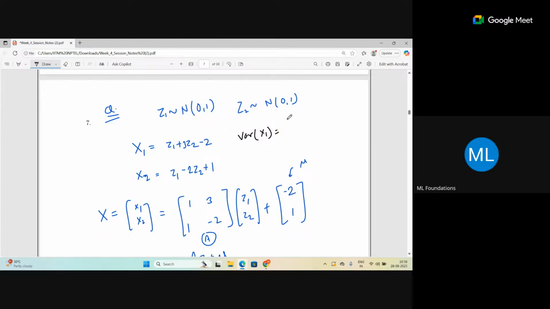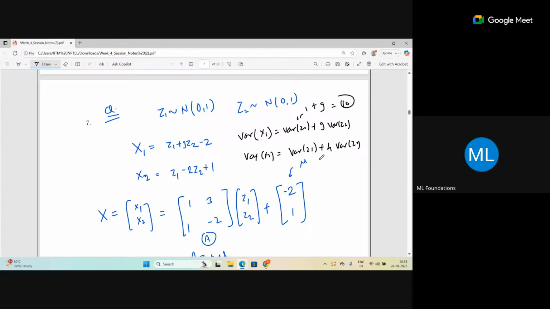Expectation. The variance of x1 is variance of z1 plus 9 times variance of z2, and variance of x2 is variance of z1 plus 4 times variance of z2. So variance of x1 is 1 plus 9 times variance of z2, which is again 1, so it is 10 here.